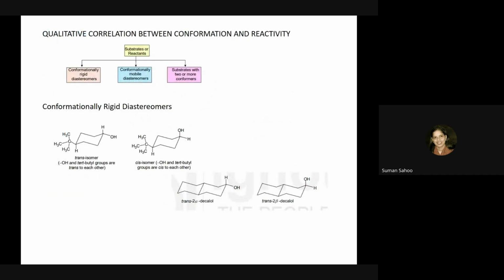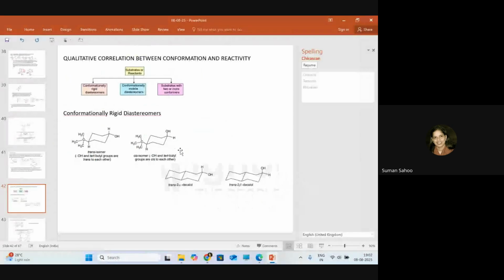So next is the qualitative correlation between conformation and reactivity. I think we should take a break of 5 minutes? Yes, ma'am. Okay, so we will be back by 7:05 or 7:07. Okay.